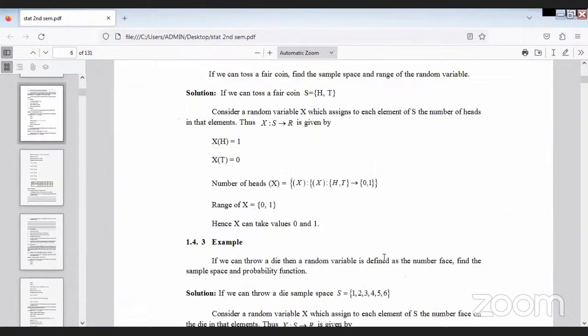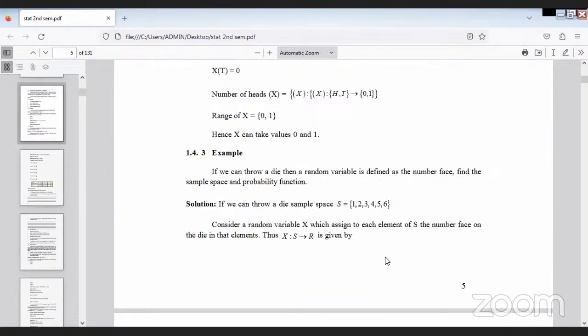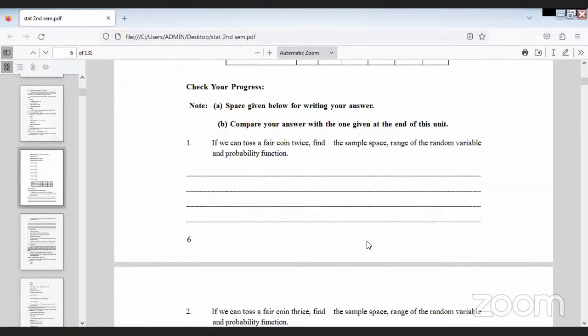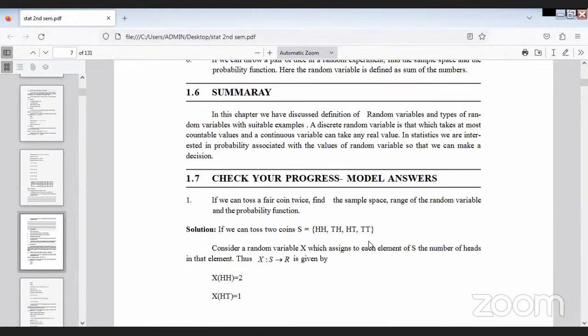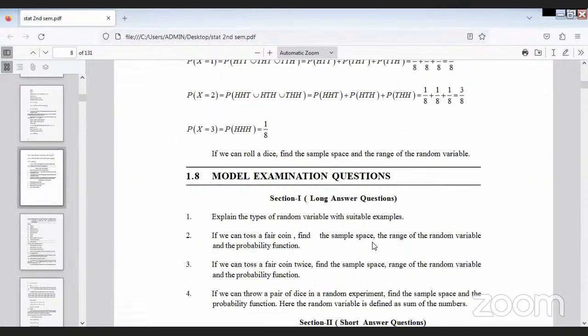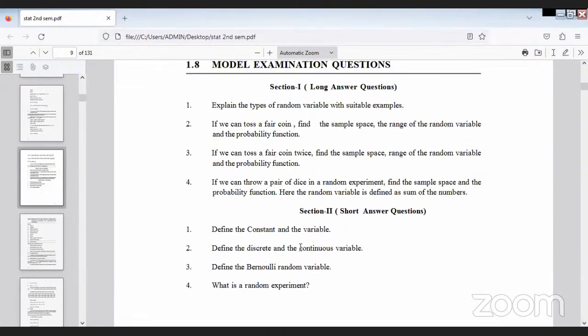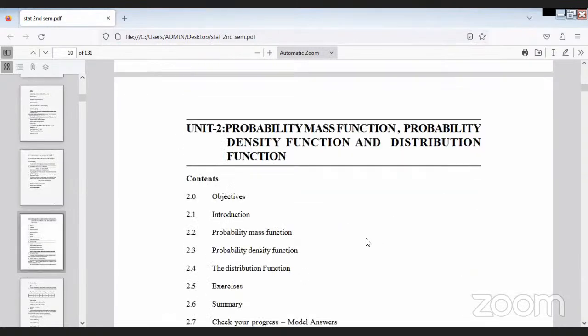This is most important. I told that 1.4.3, the die has been random variable depends on the number of pairs. Find the sample space and the probability function. In the exercises, you have to see those problems also.